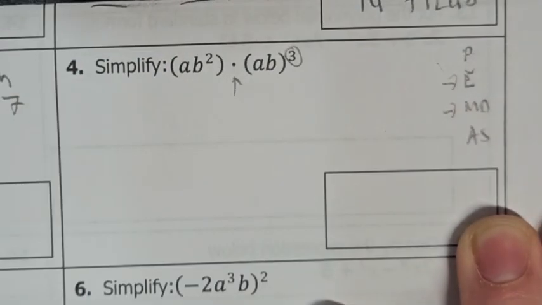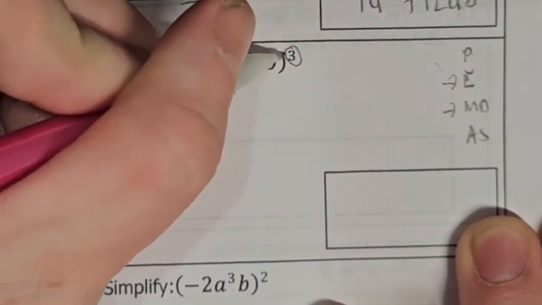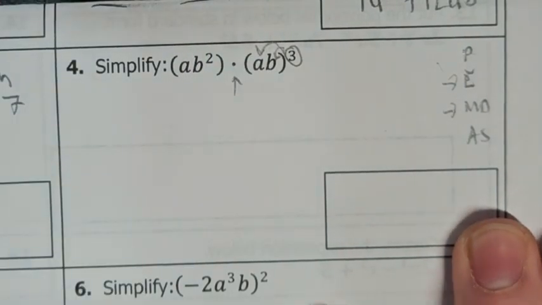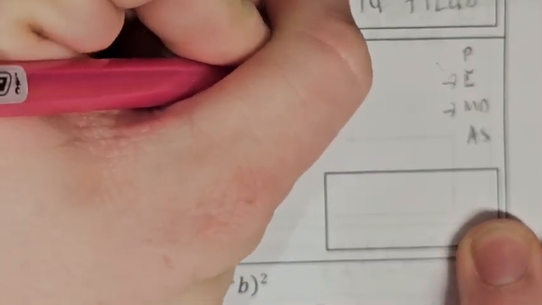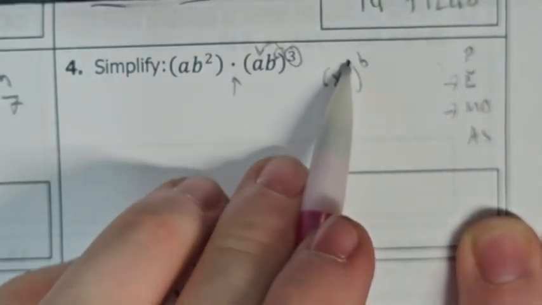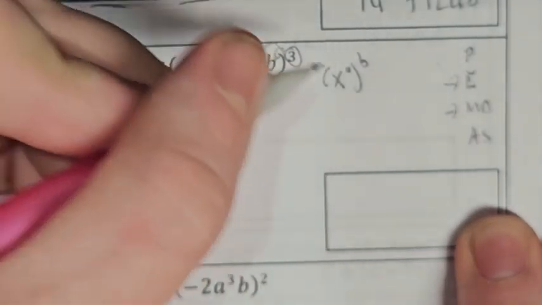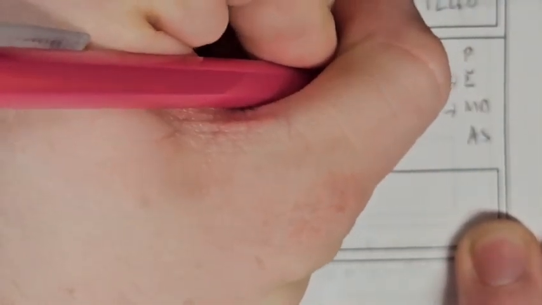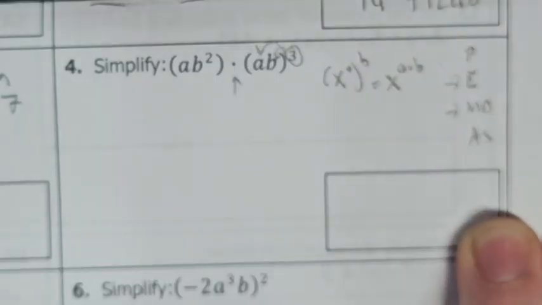So the first thing I need to do is bring this exponent into the parentheses. Our rule for that was, when you have x to the power of a to the power of b, so an exponent outside of the parentheses, you multiply this exponent times the exponent on the inside. So this is x to the power of a times b.